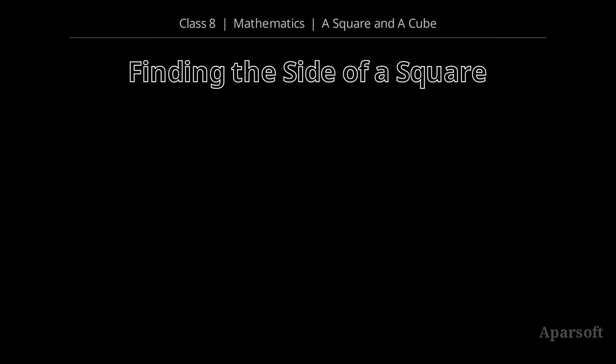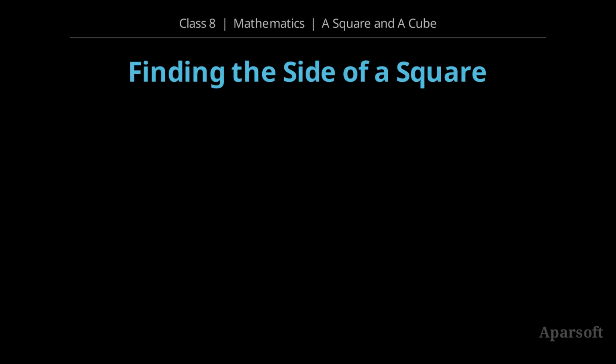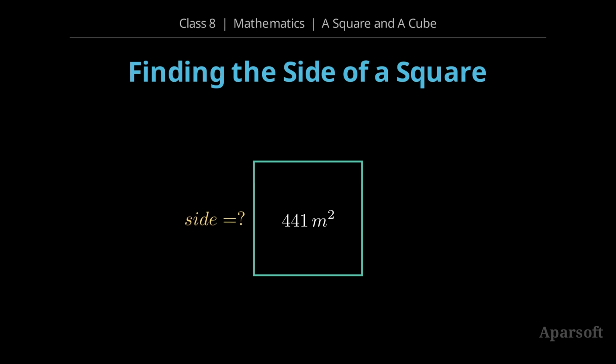Welcome to Class 8 Mathematics, Chapter A Square and A Cube. Today, we will find the side of a square when we know its area. A square has an area of 441 square meters. But what is the length of its side? That missing side is hiding inside the number 441. Let us go find it.